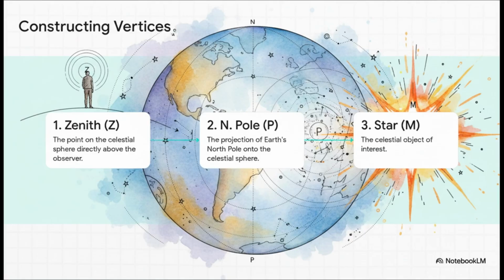First, we plot the zenith, which we'll label Z. That's the point on the celestial sphere directly over your head. Second, we plot the north celestial pole, P. This is the point in the sky that the entire northern sky appears to pivot around. And third, of course, is the celestial object itself, our star, which we'll call M. And there you have it, Z, P, and M. These 3 points form the vertices of our triangle.